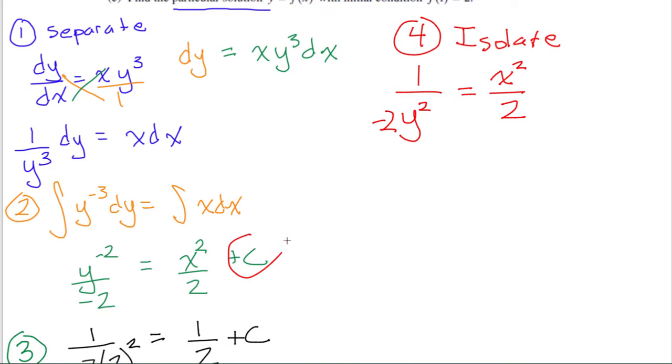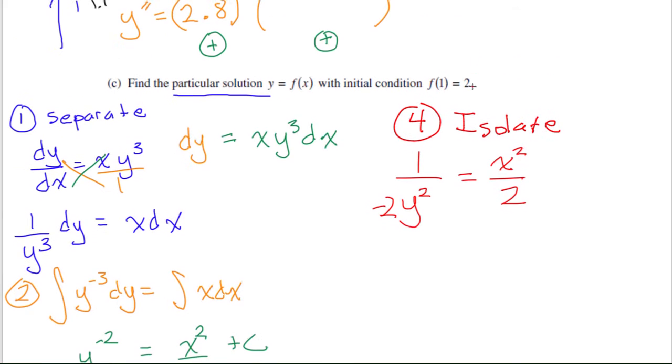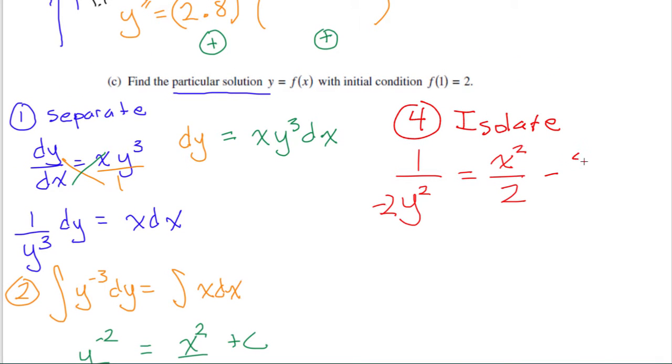And now I don't have to write the c anymore because I know c. c is minus 5/8. Minus 5/8. And I think Ben has a unique method in solving it, and it's just algebra from here.